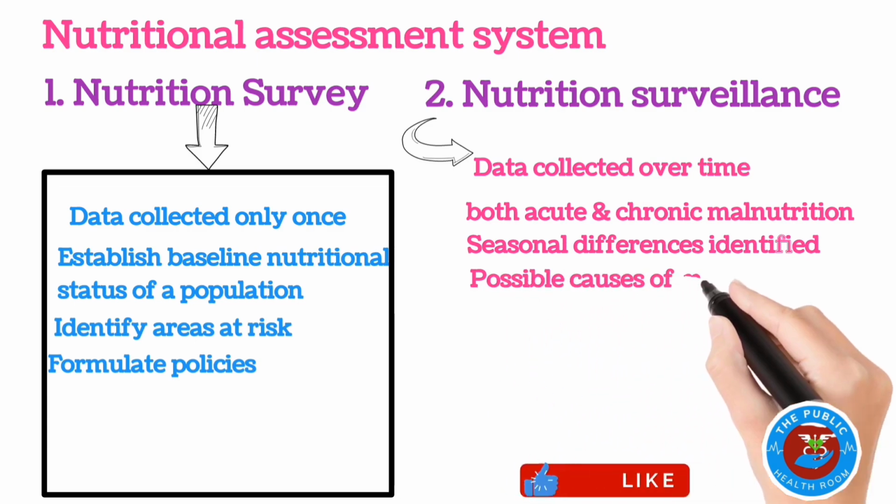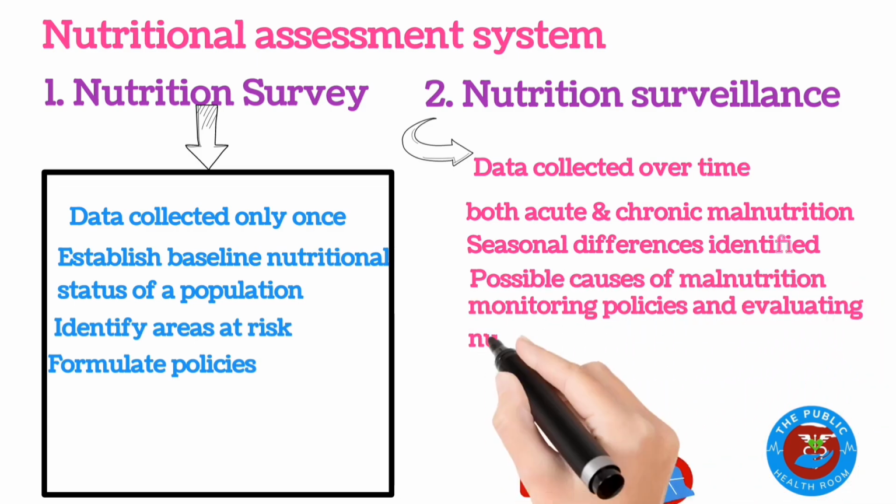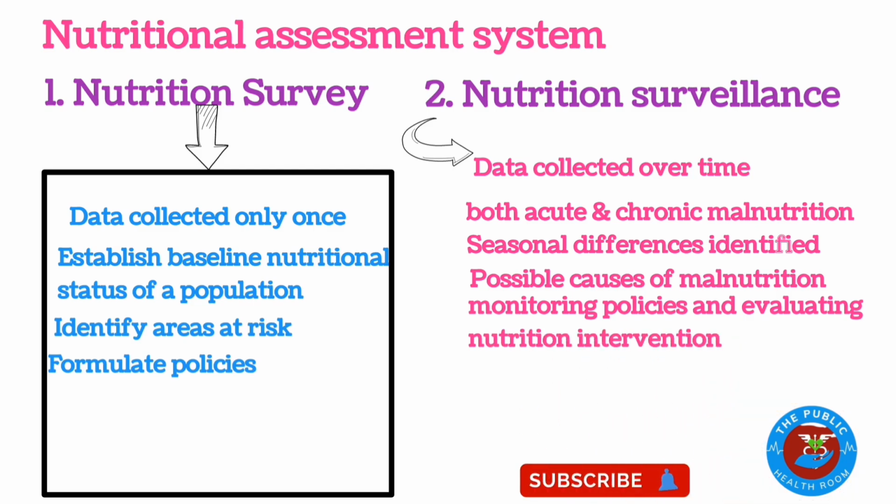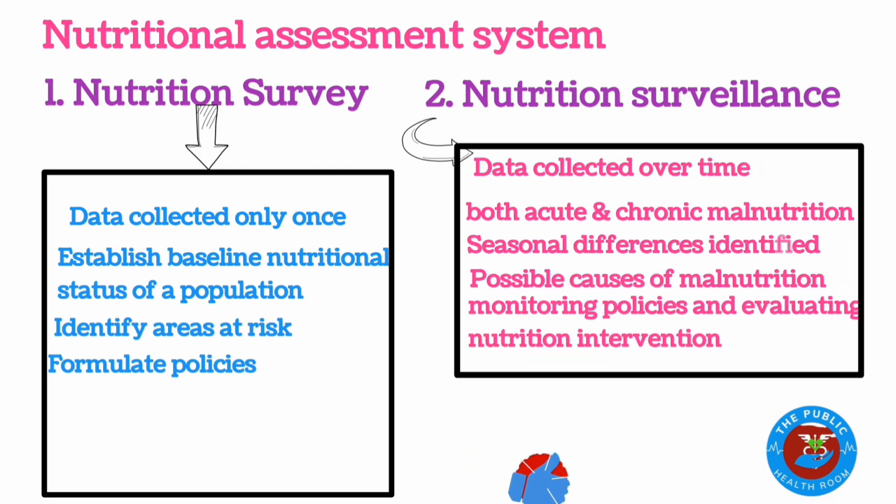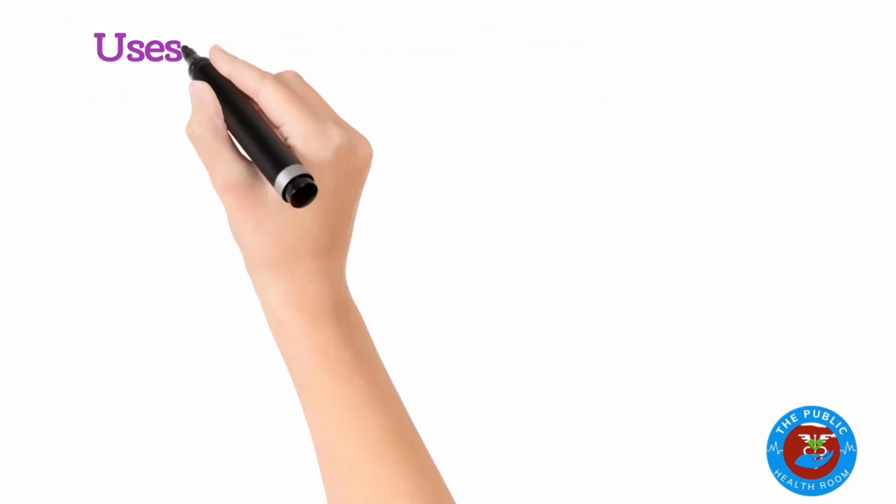Seasonal differences are identified in nutritional surveillance. It also helps to know possible causes of malnutrition for intervention programs. Nutritional surveillance is important for monitoring policies and evaluating nutritional interventions.